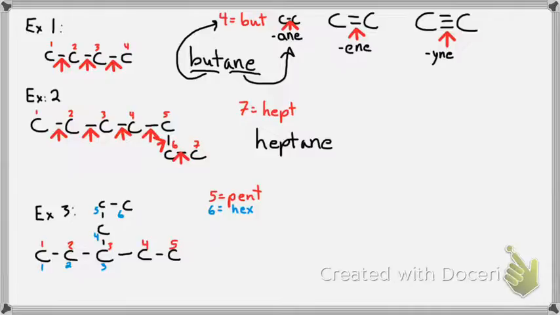Remember, 6 is hex. You could number it 1, 2, 3, 4, 5, 6. So again, that 6 would be hex. Those are the longest chains I can find, so I'm going to call this a hex. If I had found 7 carbons in a row, I would have called it a hept, because 7 is hept. So it's hex and it's "-ane" because there are only single bonds.